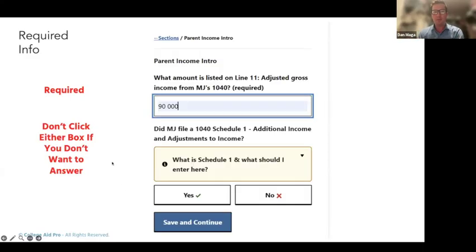So similar to, we make a note here, don't click either box if you don't want to answer this. Did you file a Schedule 1? It is not required to be answered, but once you click yes or no, you can't uncheck that box. So you would then eventually have to go with one or the other. That's just as a heads up.